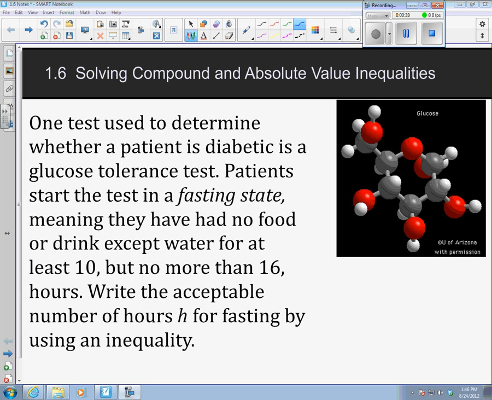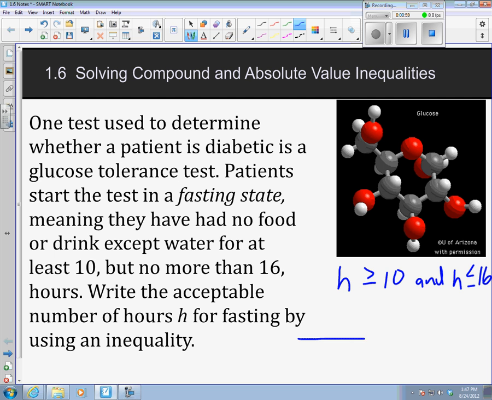So first of all, they have to fast for at least 10 hours. So H has to be greater than or equal to 10. And they can't fast for more than 16 hours. So H has to be less than or equal to 16 hours.